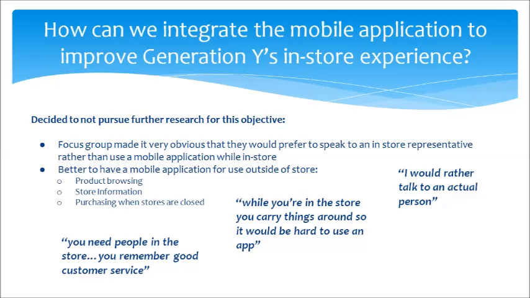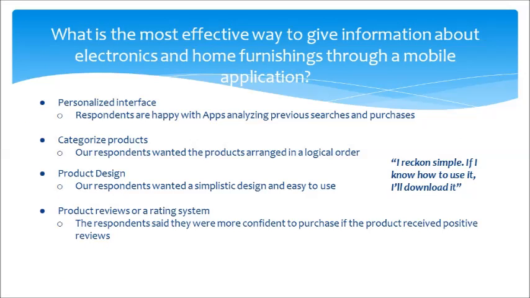They mentioned facts such as they would rather talk to an actual person in store. While you're in store, you often are carrying a lot of things around, so it'd be hard to use an app, and you need people in store because you remember good customer service. The fifth research objective was to find the most effective way to give information about electronics and home furnishings through a mobile app. Our respondents wanted the app to give a personalized interface which gave tailor-made product recommendations by analyzing the user's previous searches and purchases.